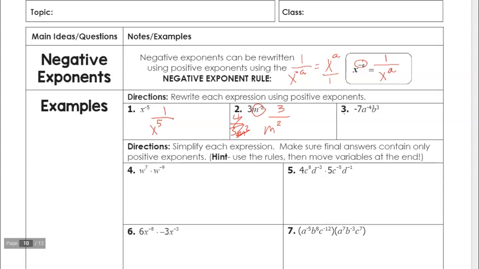Right? And same thing with number 3. The negative number can stay, but what is negative in this one? Well, it's this right here, a to the -4. So that is the only thing that moves. So you have that -7 that stays on top, the b cubed stays on top, and then the a to the 4th moves to the bottom.